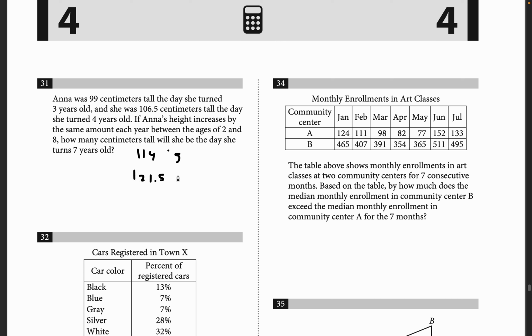when she's 6, and then 121.5 plus 7.5, she'll be 129 centimeters when she is 7, so 129.